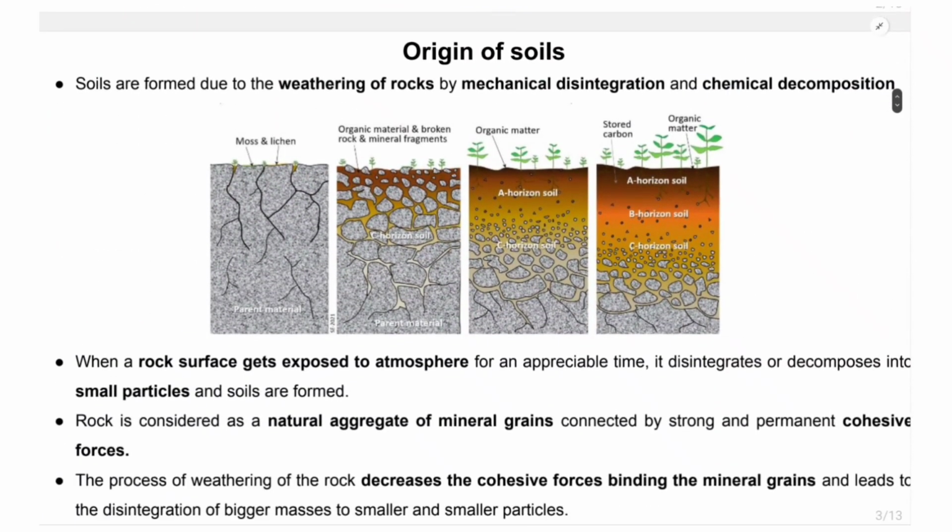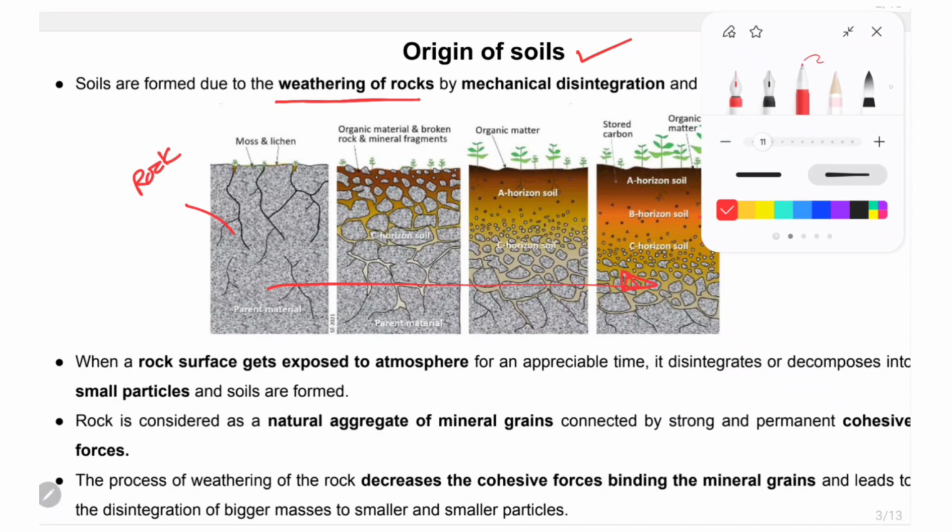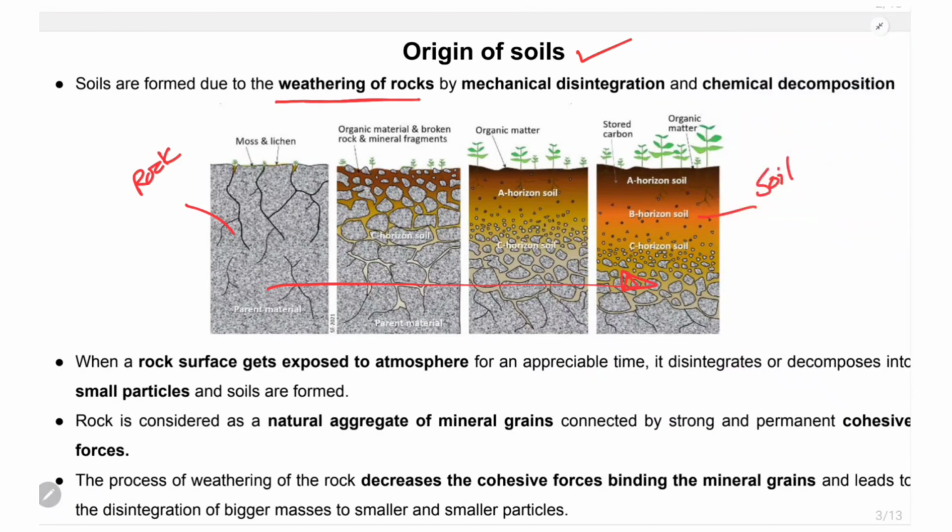Then we will see the origin of soil, how soil forms. Basically, soil forms by weathering of rocks. This is the rock portion. With respect to time, weathering happens and then soil forms. For a long time, rock is exposed to the atmosphere, and it gets disintegrated or decomposed into smaller particles, and then soil forms.